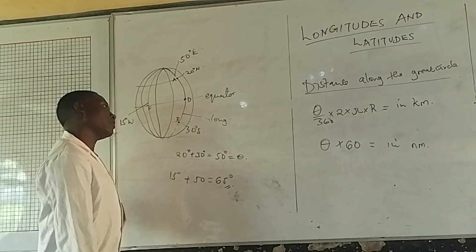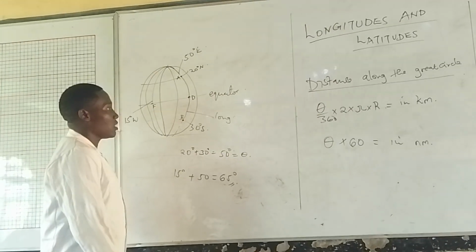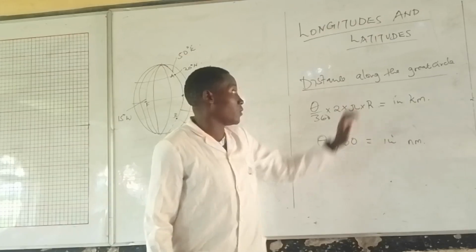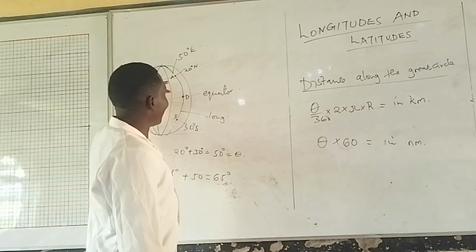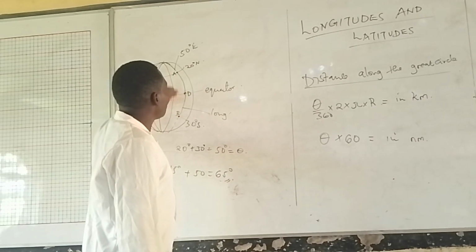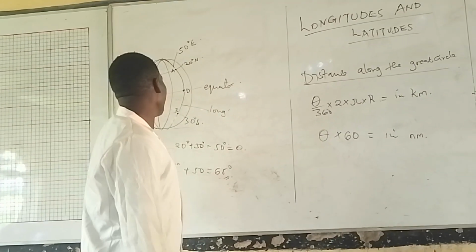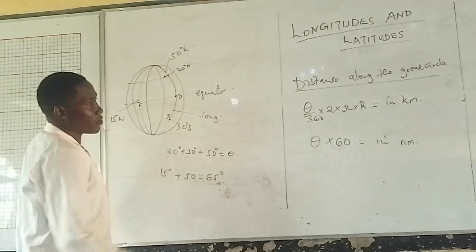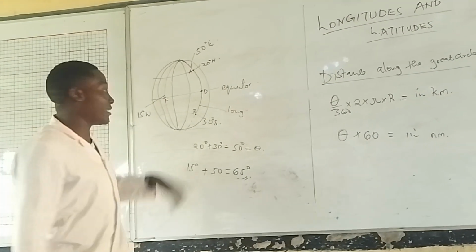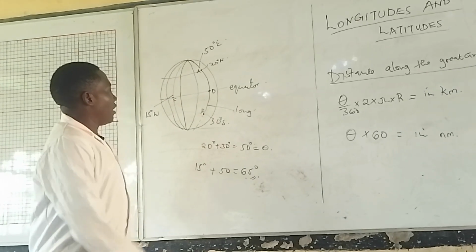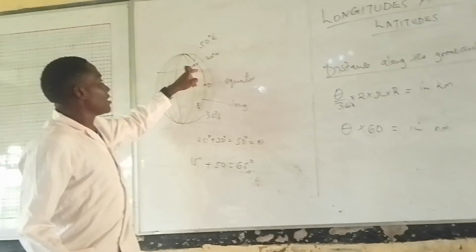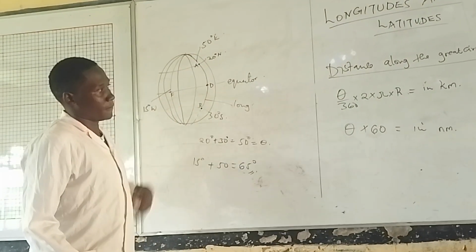It is along the great circle. So for us to know how to calculate the distance along the great circle, we have to calculate the angle difference, or rather we have to calculate the position of the places around that globe. So let me assume that I want to get the distance from A to B.